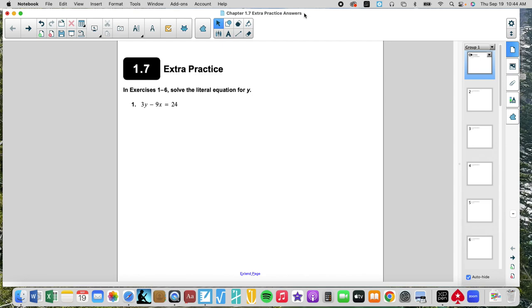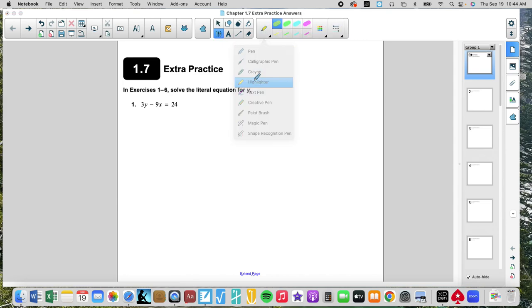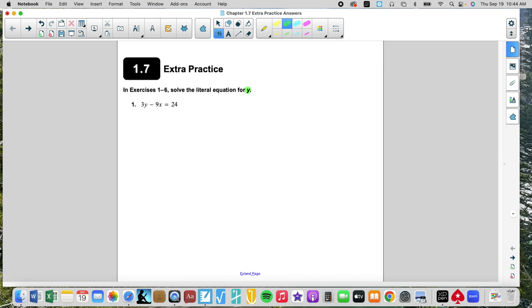Chapter 1.7 deals with solving for variables in equations or formulas, and that alludes to the fact that we'll probably have multiple variables in an equation where we have to isolate for one in terms of the other, or in terms of a fair number of other variables. So in exercises 1 through 6, solve the literal equation for y. So we want to isolate for y. We're going to get y by itself.